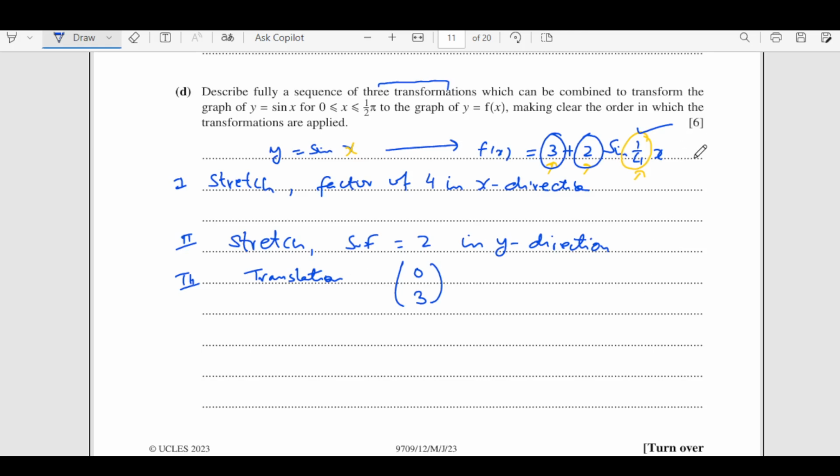So these are the 3 different transformations. This is a 6 marks question. You have to be careful while writing these stretches.